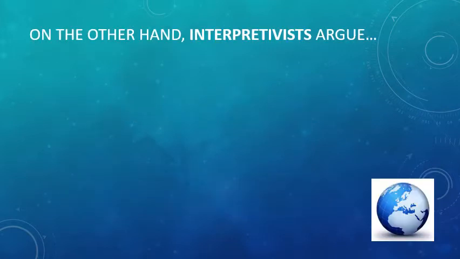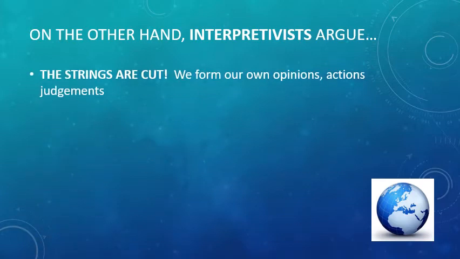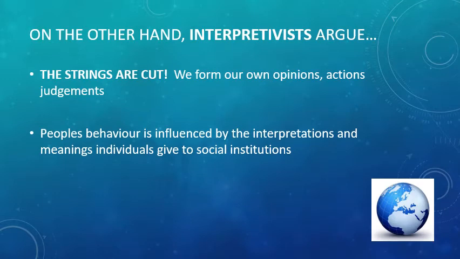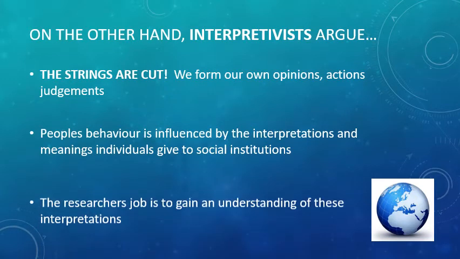Now, on the other hand, interpretivists argue that the strings are cut, that we have agency, we have free will, we can formulate our own decisions and opinions, and our actions are our own. Therefore the way in which people act is a product of how they think and feel about the society they live in, how they react and interact with the people around them, and the meanings that they give to different social institutions or different actions or events in their lives.